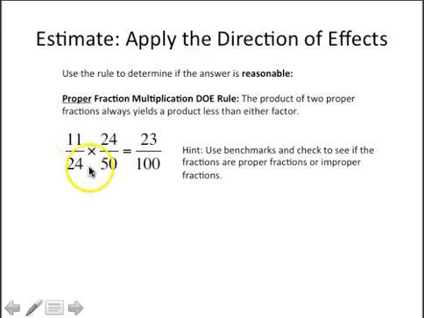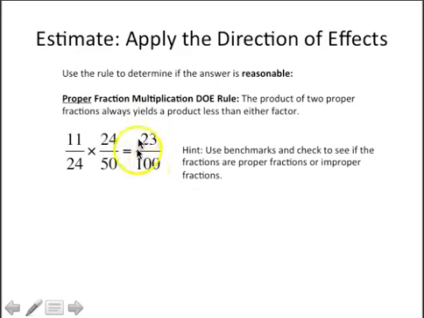11/24, this is close to 1/2. 12/24 would be equivalent to 1/2. And 24/50, this is also close to 1/2. 25/50 would be equivalent to 1/2. So I'm looking at 1/2 times 1/2 equals 1/4.